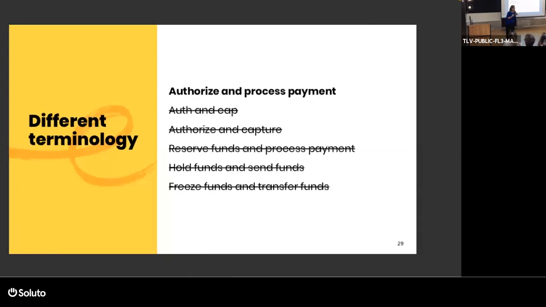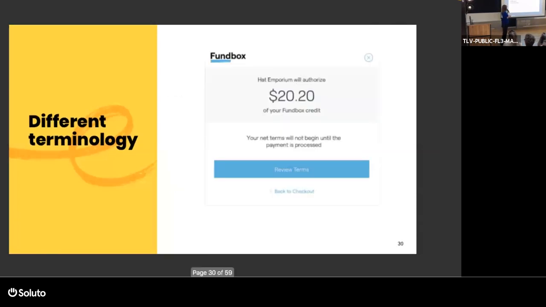I gave you a hint that we found out that authorize was familiar enough, but that capture ended up being the sticky term. And every single person we asked, what does it make you think when I say process payment? Every single one, bar none, said swiping a credit card, which is exactly what we want you to think of at that time.